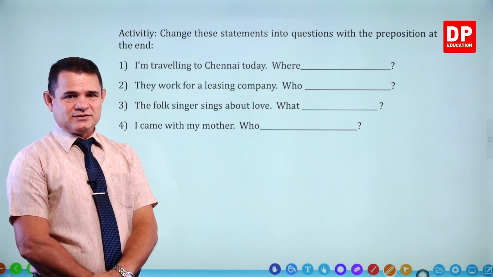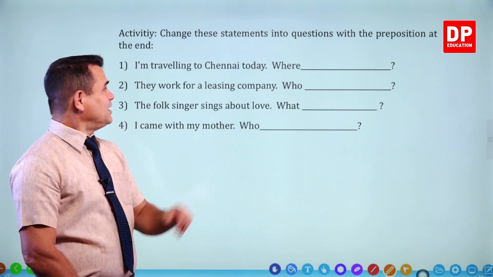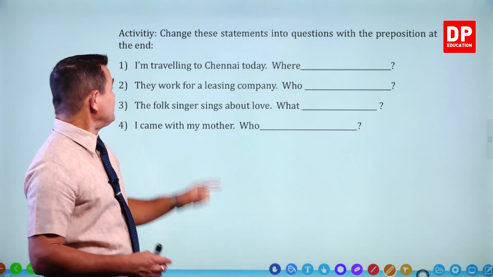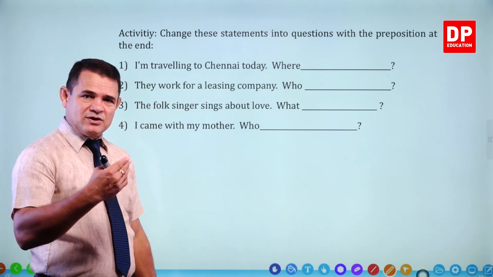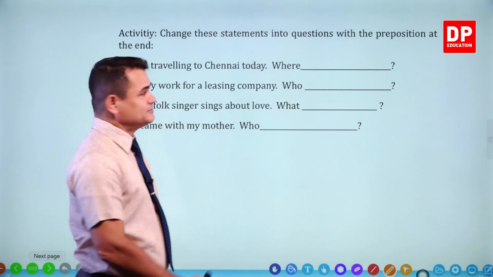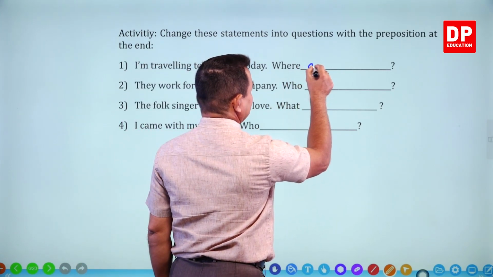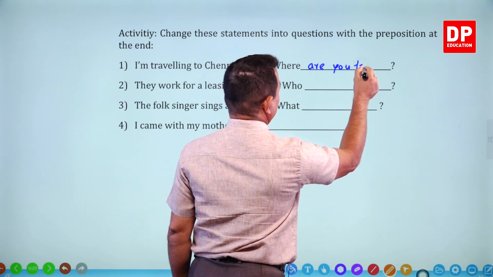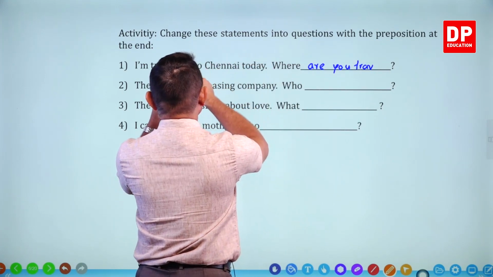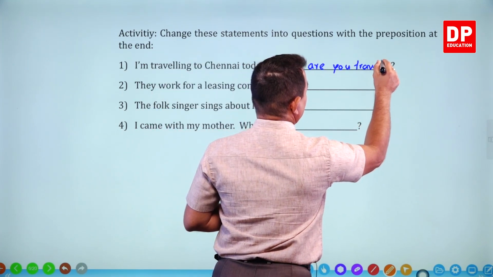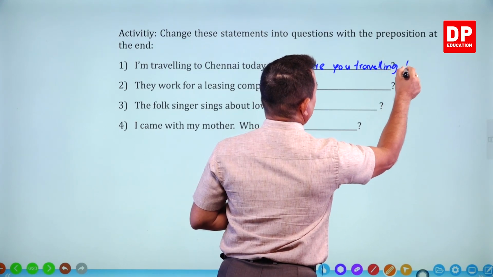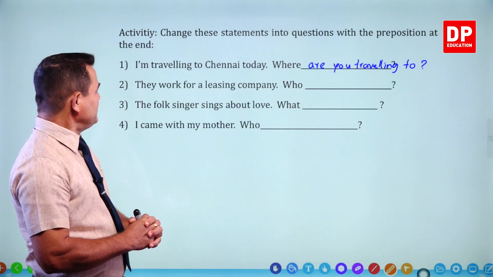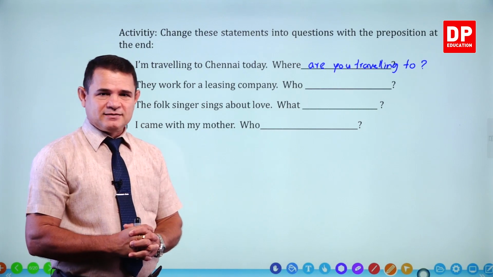How do we make the question? Let's try to make it. I am traveling to Chennai today. I am traveling, it is present continuous. So we can ask, where are you traveling to? You can use the same word, traveling, then to.